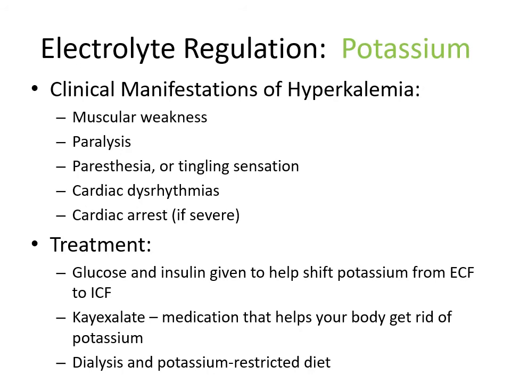So the clinical manifestations of high potassium, or hyperkalemia, are going to be muscle weakness, paralysis, paresthesia or tingling, cardiac arrhythmias, and cardiac arrest, again, if left untreated or severe enough. And so the treatment: glucose and insulin given to help shift potassium from extracellular to intracellular. We also have Kayexalate, which is a medication that can help your body excrete potassium. And then again, if this is a chronic issue, dialysis and a potassium-restricted diet.